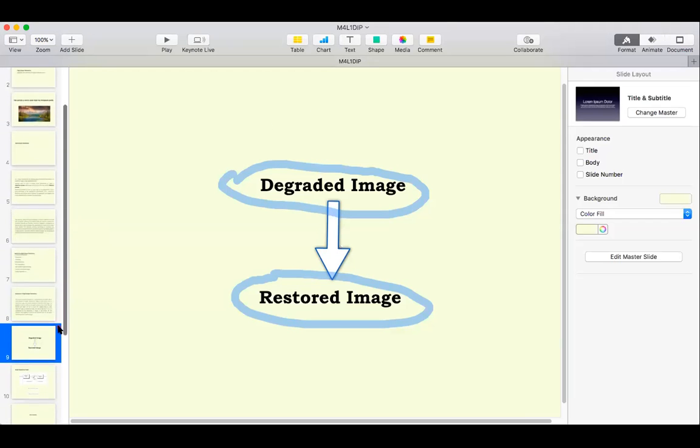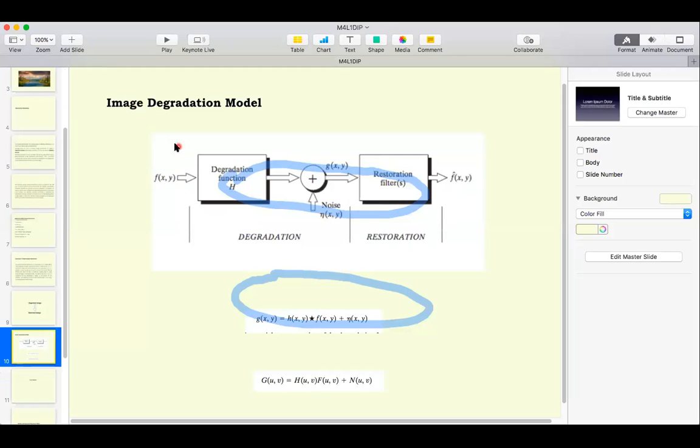Now, this is a model, the image degradation model. This is one function. Say this is our original image, good quality image. So it is transmitted through a channel. As it passes through the channel, it will be degraded. So this degradation function is defined by h, that is unknown. At the time of transmission, this image is associated with additive noise. This is noise. So at the output, we are getting the image g(x,y).